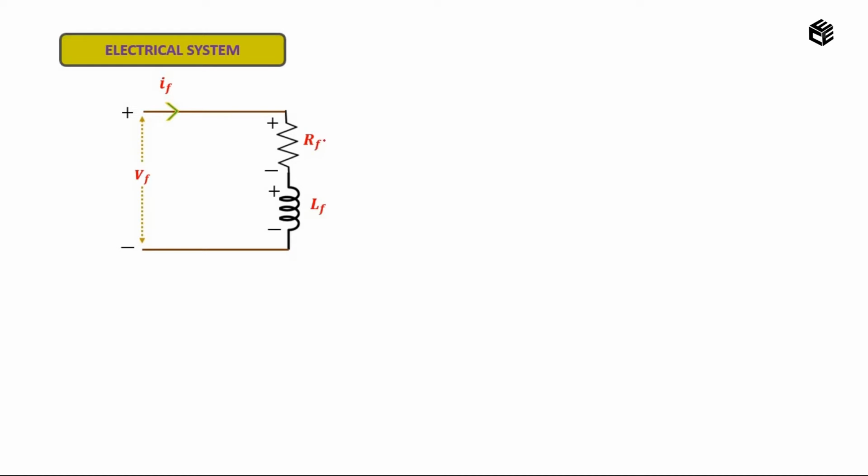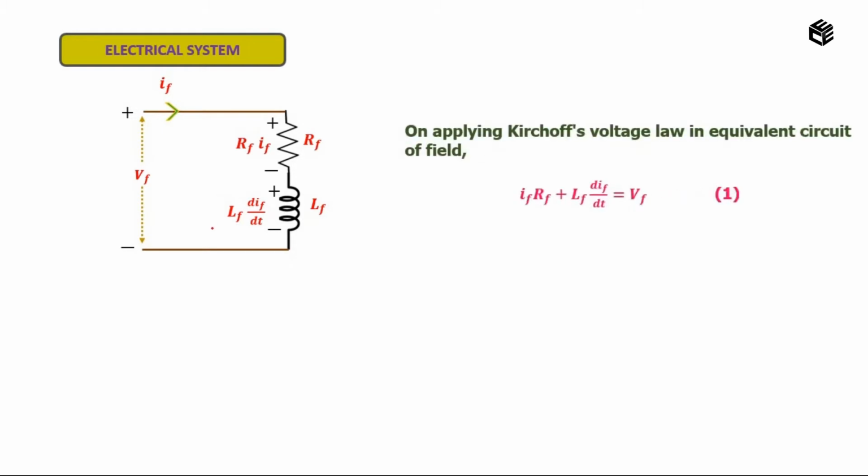Okay, for the electrical system, in the field part we are having a field resistor and field inductor, a field current as well as a field voltage. So what is the voltage expression for RF? That is IF RF. And what is the voltage expression for LF? That is LF into dIF by dt. On applying Kirchhoff's voltage law, we will get Vf is equal to RF IF plus LF dIF by dt. Okay, I am taking it as equation number 1.